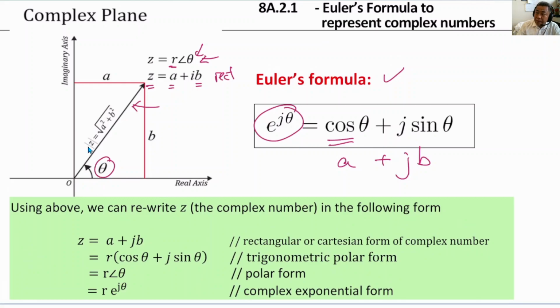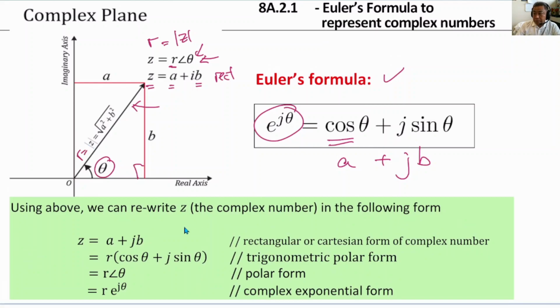Now, what about r? R is equal to the modulus of z, the length of the vector. So in the right angle triangle, we use Pythagoras theorem. A is one side and b is the other side, and this is the right angle. Then the hypotenuse, the length of this vector, is the square root of a squared plus b squared. So r equals this.